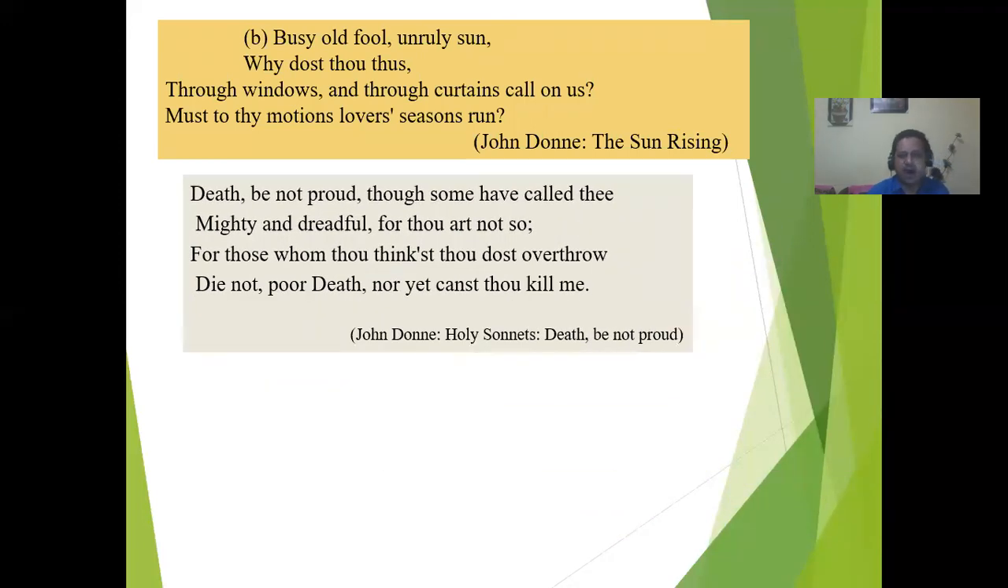Another example. Death, be not proud, though some have called thee mighty and dreadful, for thou art not so. For those whom thou thinkst thou dost overthrow die not, poor death, nor yet canst thou kill me. Here, death has been personified. How can death be proud? The writer is addressing the death as if it is a human being. It has pride like a human being. So the writer is urging the death not to be proud. So death has been given life here, given human sensibilities here.